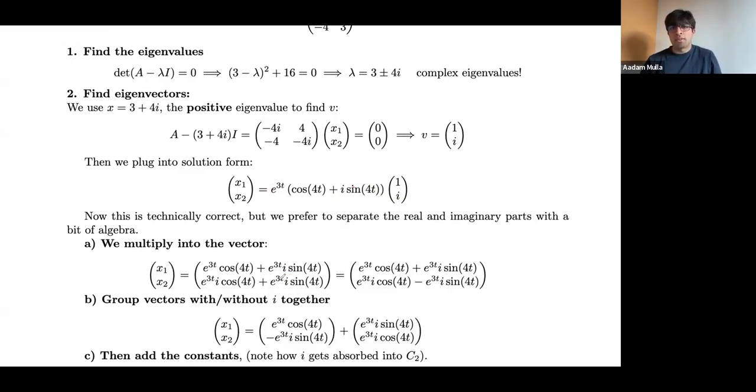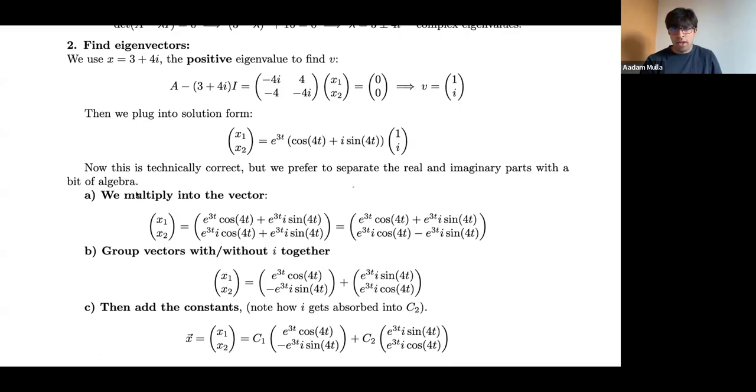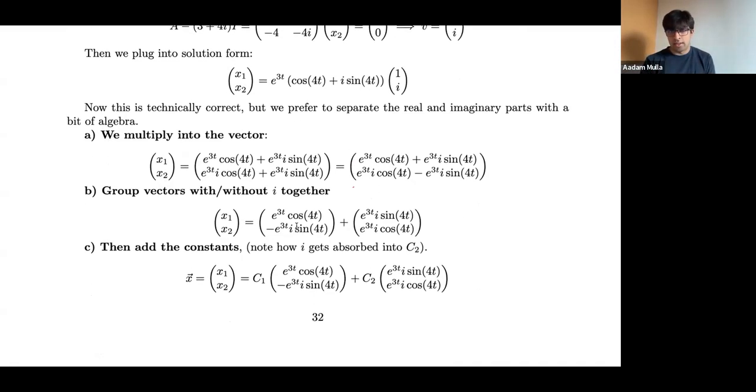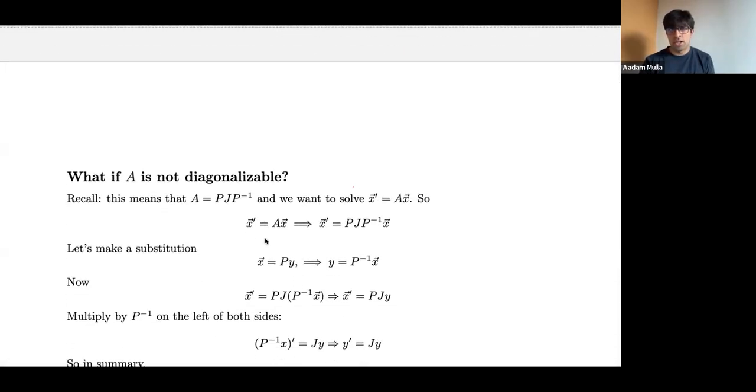You multiply into the vector. There might be some algebra mistakes here. You get x1 and you get x2. Then you want to pull the vectors with i's. Okay, so there's definitely an algebra mistake here, but that's fine. We can do an example of this later on. But all the steps are, if you follow steps A, B, C, you should get the answer. Multiply into the vector, group vectors with and without i together. So you want to pull your i's to one end and your real numbers to the other end, and then add your constants in at the end. So let's come back to this at the end after we finish.